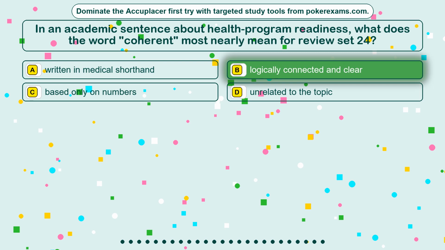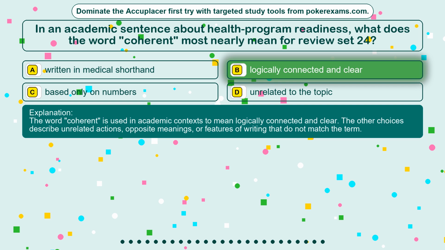The correct answer is option B, logically connected and clear. The word coherent is used in academic contexts to mean logically connected and clear. The other choices describe unrelated actions, opposite meanings, or features of writing that do not match the term.